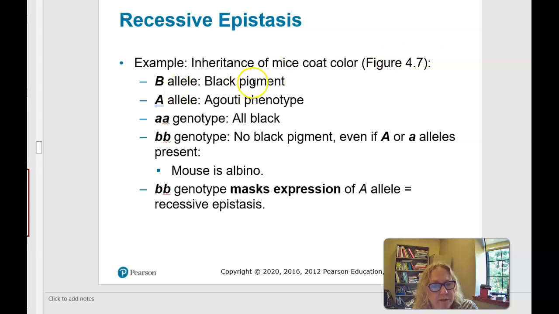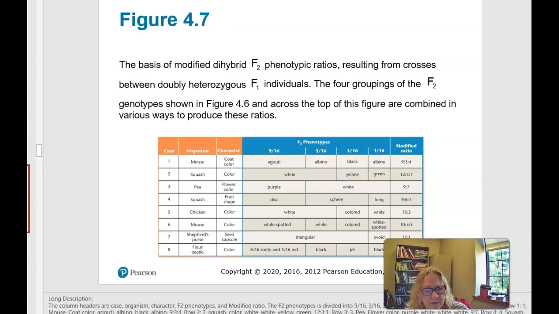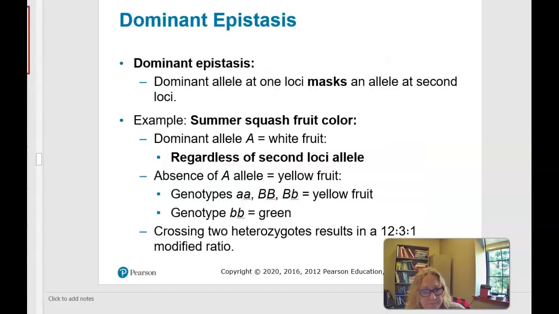Here's mice coat color. We did one of these in class. Black pigment, agouti pigment, all black, no black pigment even if A's are present. So if you add this to the mouse we did in class, if you have this bb genotype, you have no pigment at all. You are an albino mouse. So mice have this same thing with the albino. Squash do it with white color. Peas do it with purple and white. Squash, chicken color, mice color. Shepherd's purse is a type of plant, and flour beetle. They all have these kind of strange ratios.